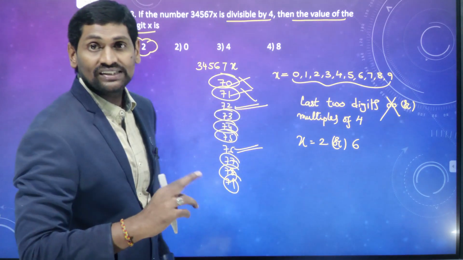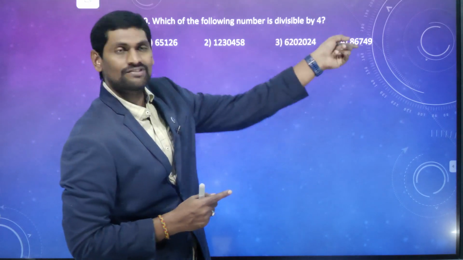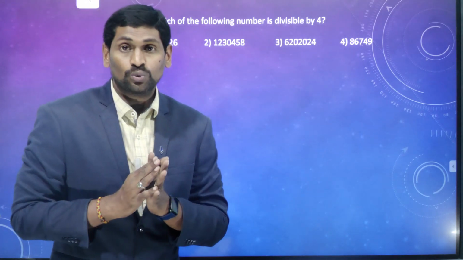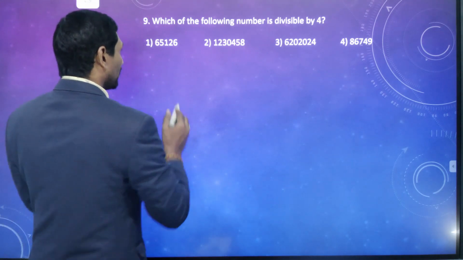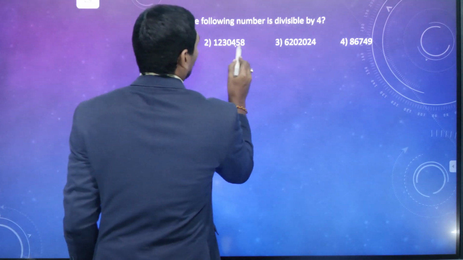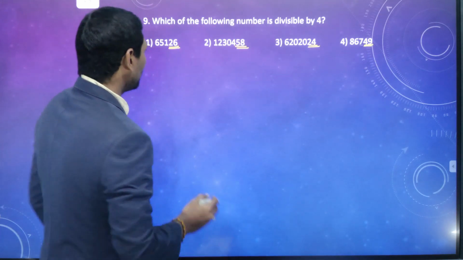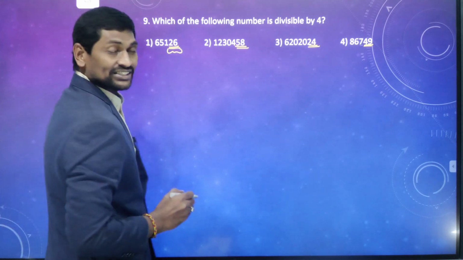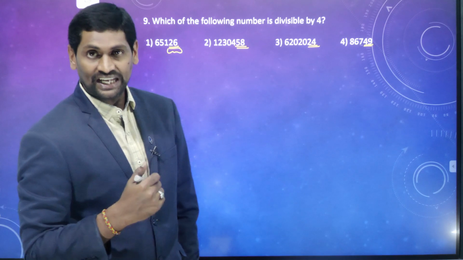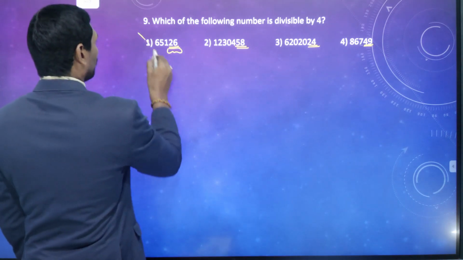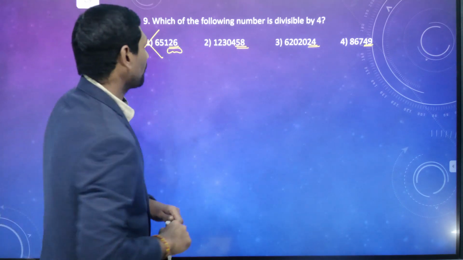So let us go through the second question. Which of the following numbers is divisible by 4? Again, the fourth rule. What is the fourth rule? The last 2 digits of a number must be a multiple of 4. Now check the last 2 digits here. 26. 26 is not a multiple of 4. 4 6s are 24, 4 7s are 28, but 26 is not a multiple of 4. Therefore, this entire number is not exactly divisible by 4.